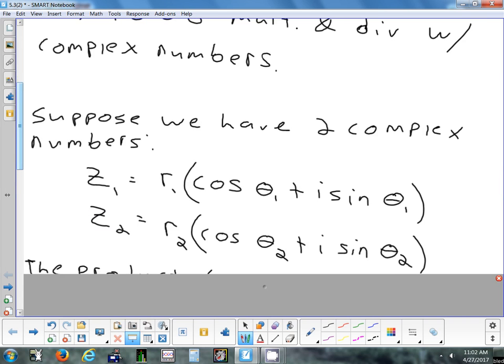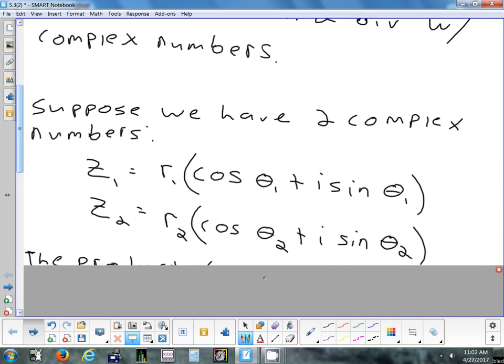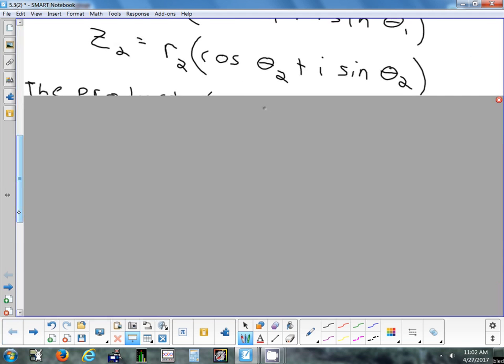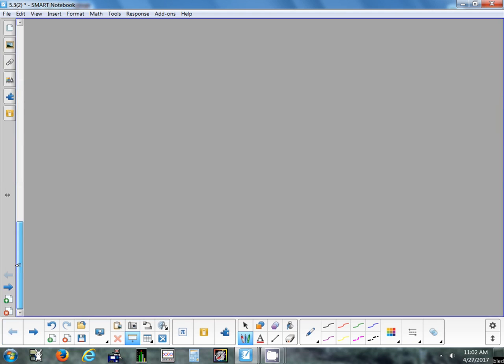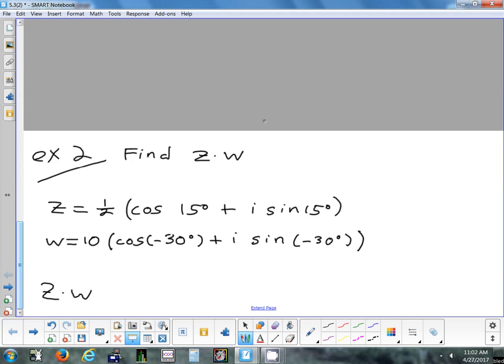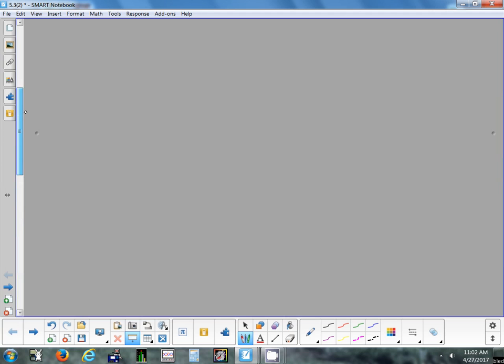Okay, so an actual problem will look, I'll just show you if I have one. That's what an actual problem will look like. Okay, it'll give you two numbers in polar. You'll know the radius, you'll know the angle, and we'll just multiply them together. Okay, so let's go back up and look at the formula for doing it.